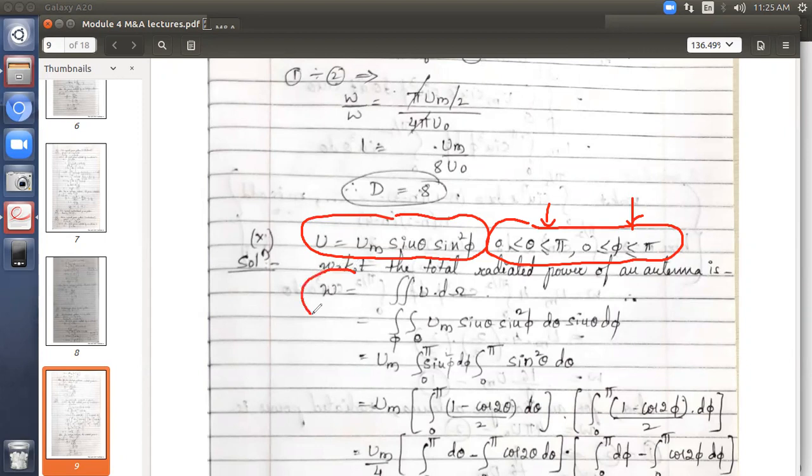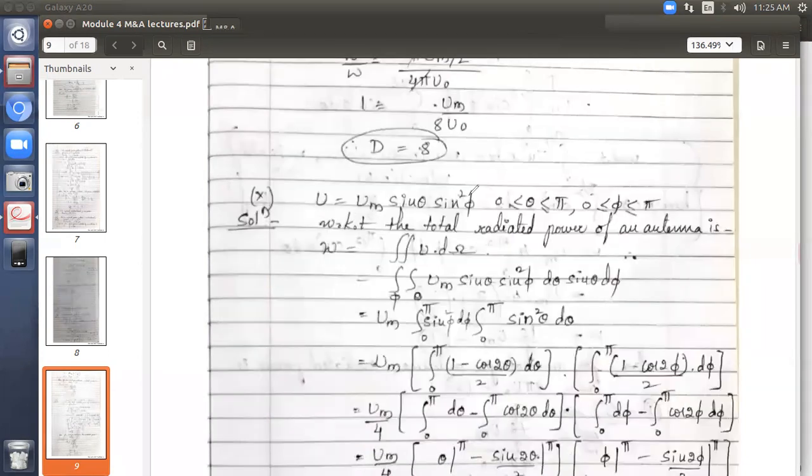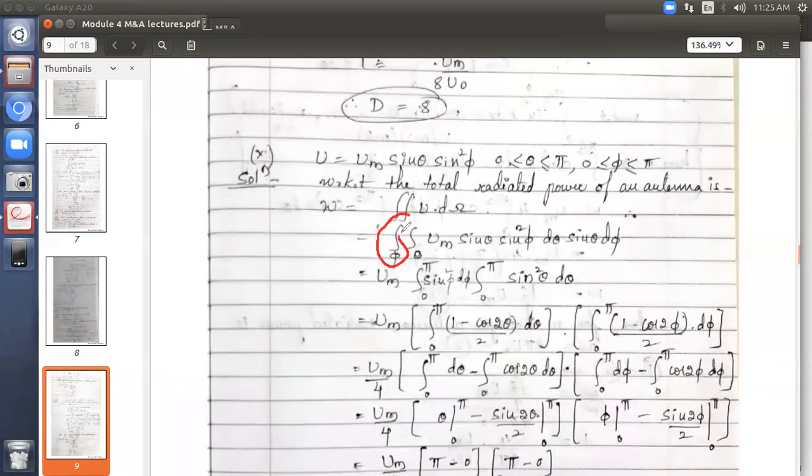First step is we need to find the total radiated power of an antenna, W, the double integration of U d omega. The outer integration is for phi, the inner integration is for theta. U is given as sine theta sine square phi. And d omega is, I have written here, the sequence is changed, sine theta into d theta, and for the outer integration, it is d phi.